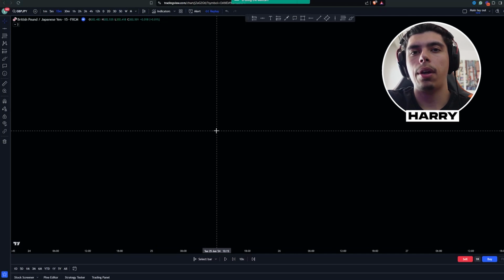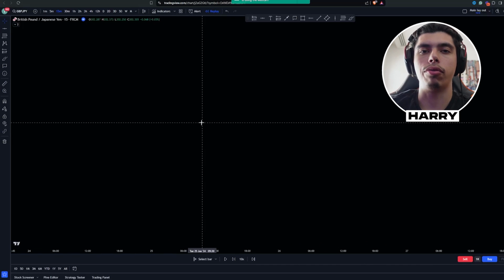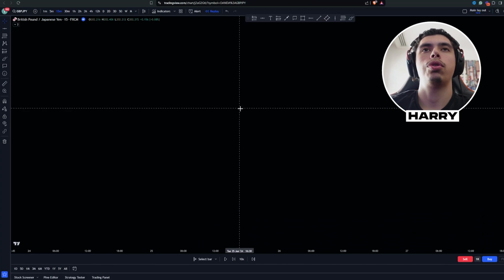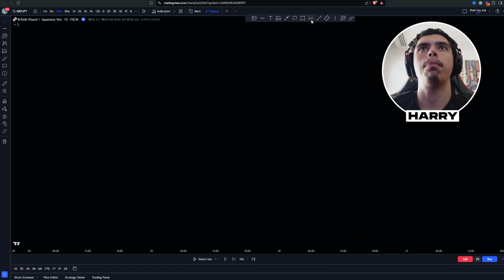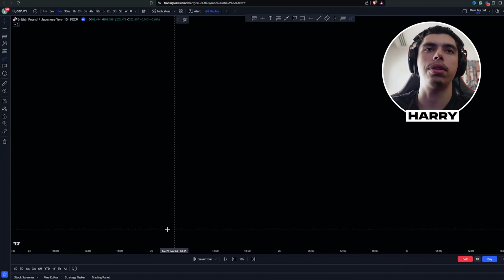All right, so one of the things I want to discuss is how do you define a support and resistance. Really important to understand this, all right? So a support and resistance is defined by as little as one candle closing in the opposite direction.